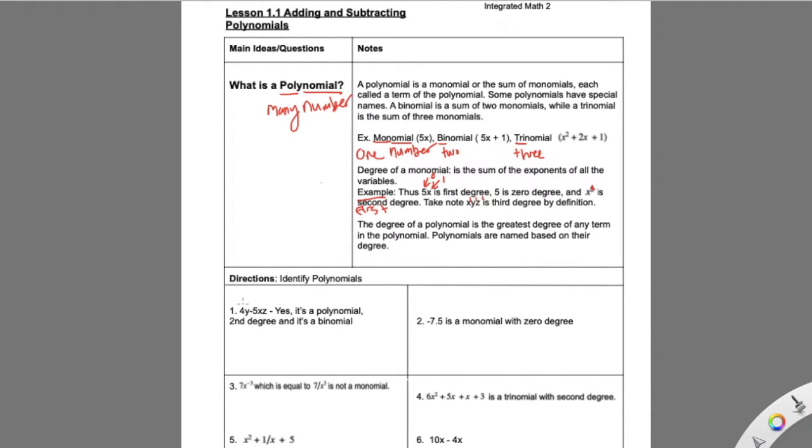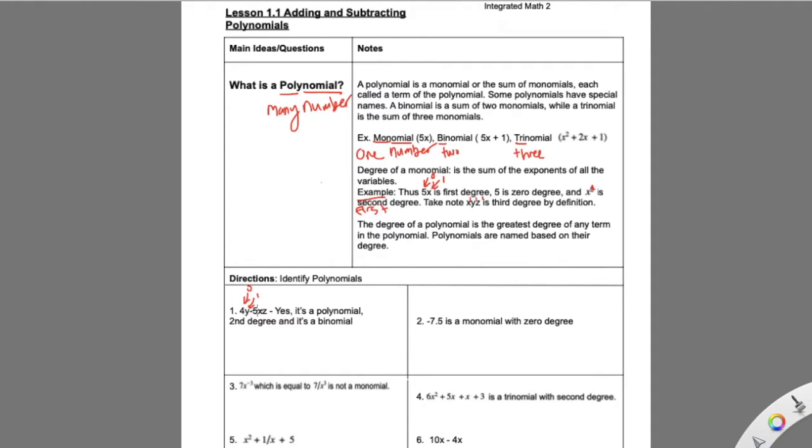So we have 4y minus 5xz, and that's a dash, not another minus. And they're saying, yes, this is a polynomial, and it's a second degree, and it's a binomial. So they're giving us a couple of different pieces here. So the reason we say it's a second degree is, remember, the 4 has a 0. It's 0 degree, not a 0 exponent, 0 degree. The y has a 1.